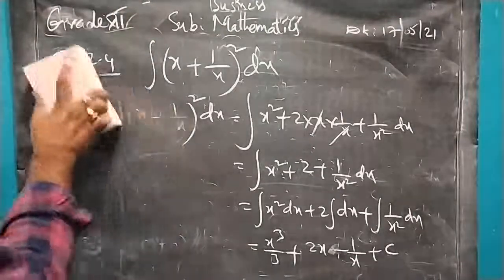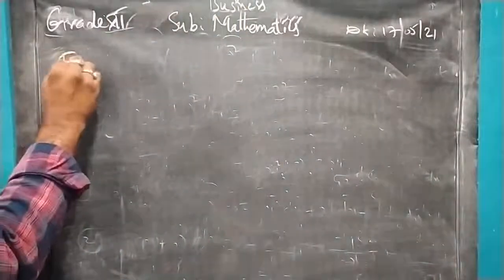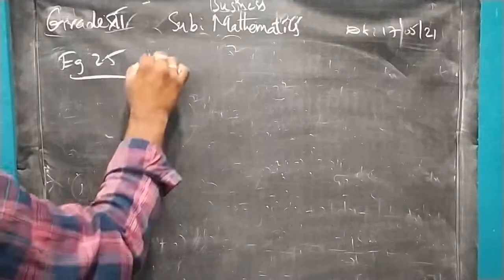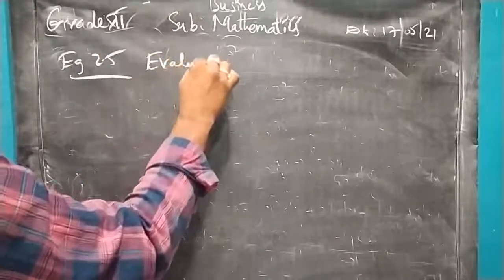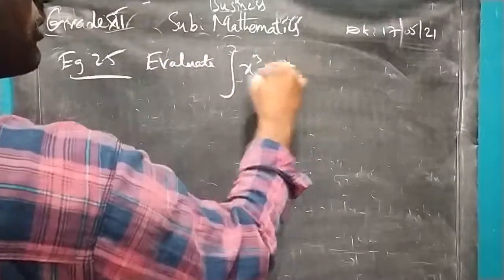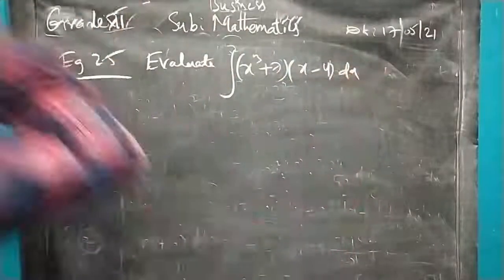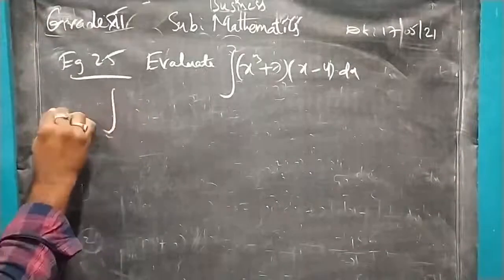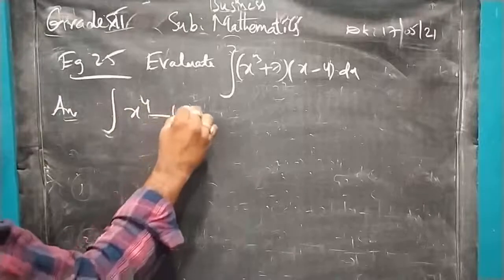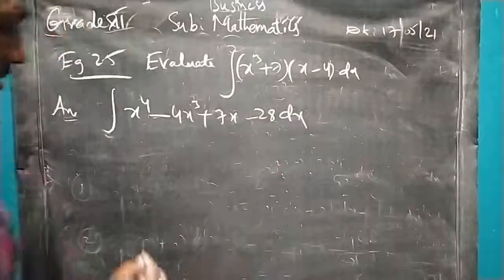Next, let us see example 2.5. In example 2.5, evaluate integral x cube plus 7 into x minus 4 dx. So it is a product function. So let me multiply that out. So x power 4 minus 4x cube plus 7x minus 28 dx.